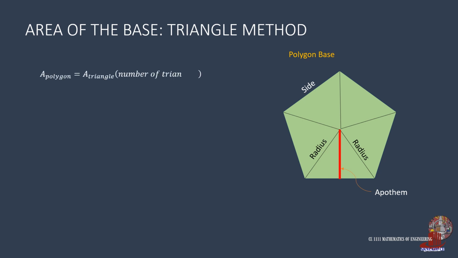So we can say the area of the polygon is the area of one triangle times the number of triangles comprising the base. The area of a triangle is half of base times height, and the number of triangles is denoted as n. From the figure, the base is also called side S, and the height is also labeled as the apothem. So the area of the polygon is half of S times apothem, multiplied by n.